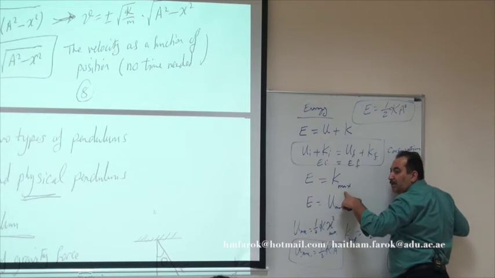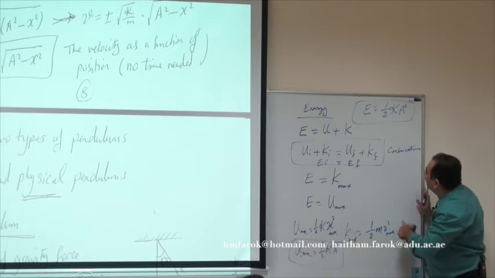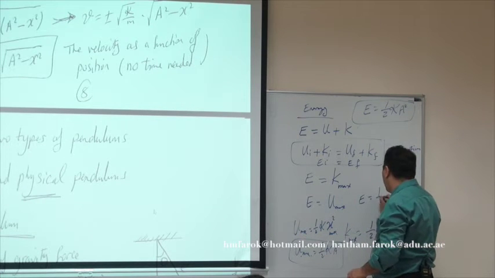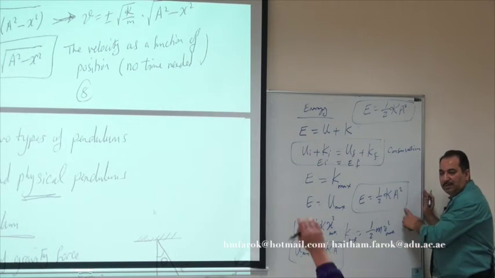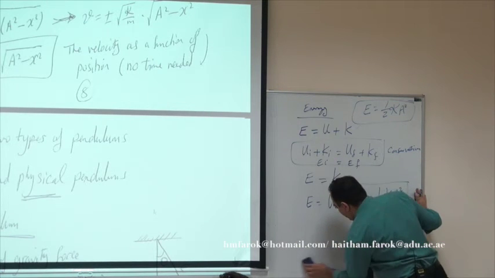E is always equal to maximum kinetic, or E is equal to? And this is the same as saying what? E equals half kappa A square. This is the central equation of energy. The rest are not there.